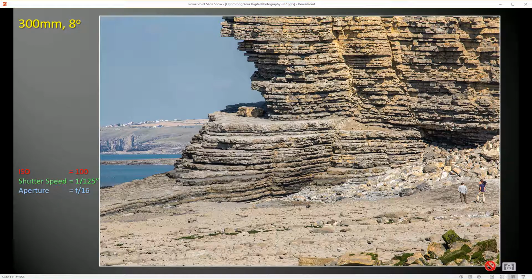So hopefully that's given you a bit of an idea as to what focal lengths mean on your digital cameras.